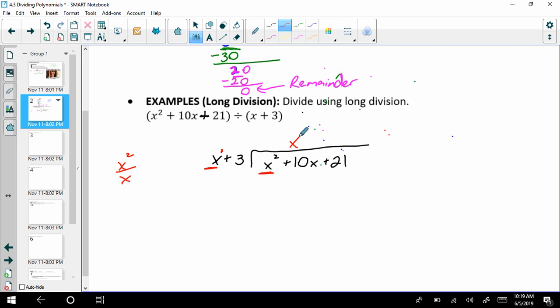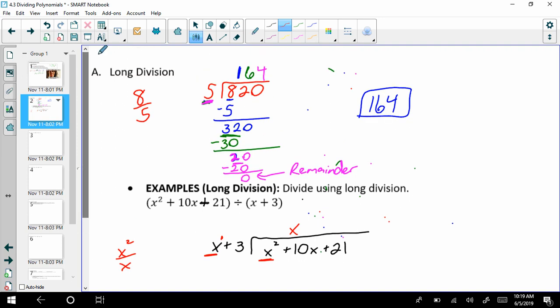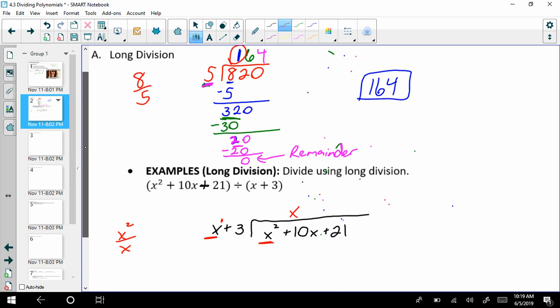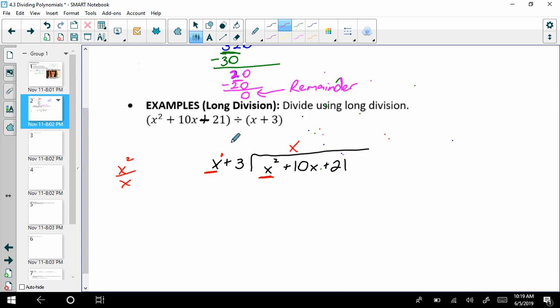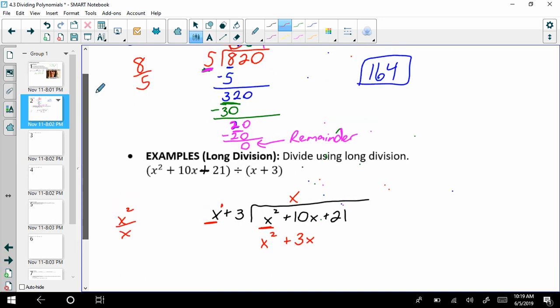And now just like what we did up top, once we wrote a number up top, we multiplied it back together. So I'm going to take my x and multiply it back to the x plus 3. So x times x would be x squared. X times 3 would be 3x. So I multiplied it through. What did we do next? Well, once I wrote down my 5 up there in blue, I subtracted it to figure out what was left. So that's what we're going to do here.